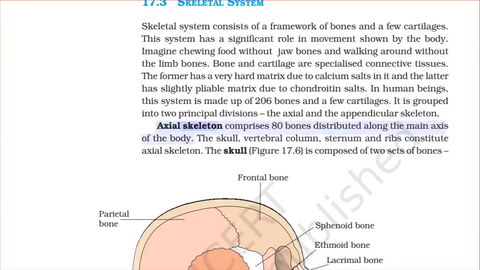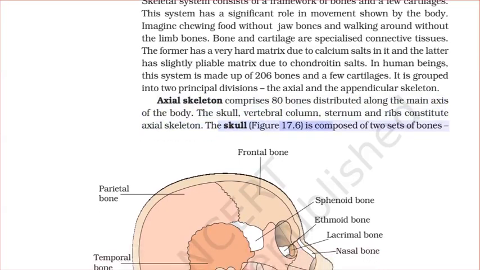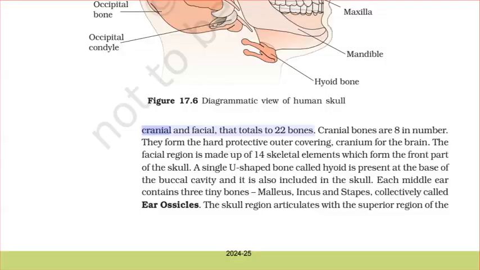Axial skeleton comprises 80 bones distributed along the main axis of the body. The skull, vertebral column, sternum, and ribs constitute the axial skeleton. The skull is composed of two sets of bones, cranial and facial. That totals to 22 bones.